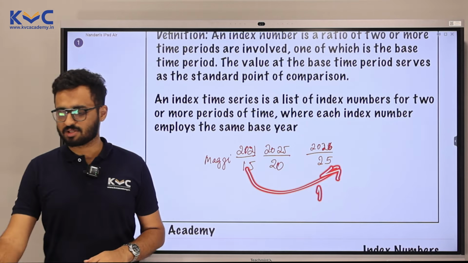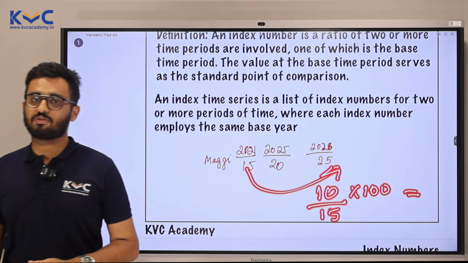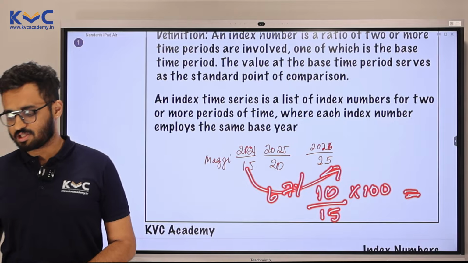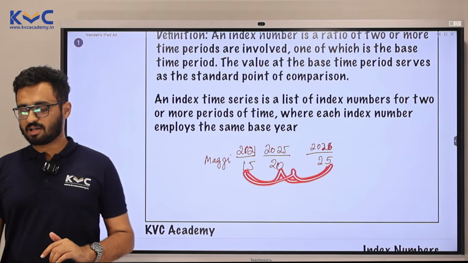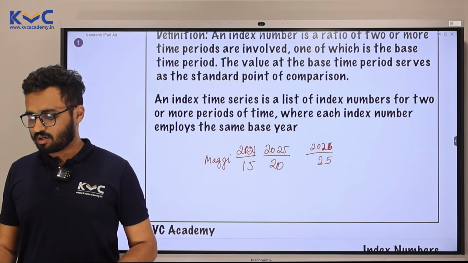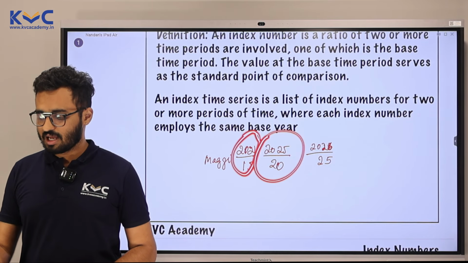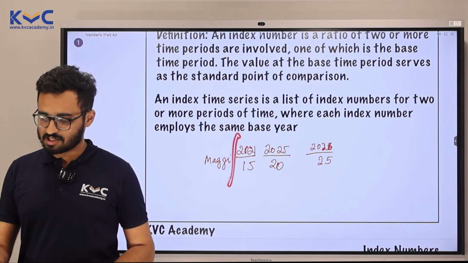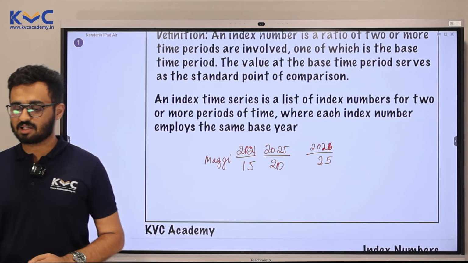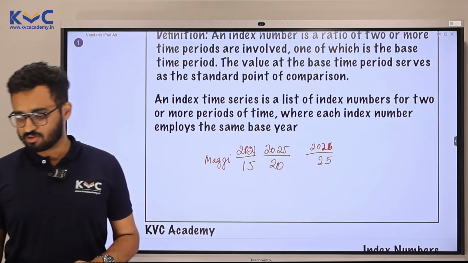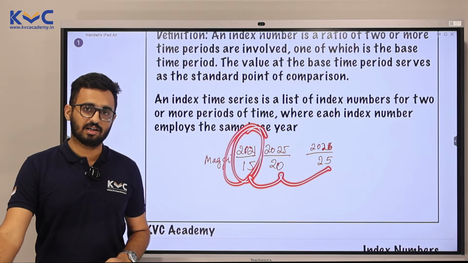Directly 15 to 25, there was a 10 rupee increase, divided by 15 into 100, right? So 10 divided by 15, you would say 67% or 66.66% increase, right? So my question here was, from 2021, what is the increase to 2026, right? That means I am keeping this as the base period, correct? I am taking this as the base period. That is what we discussed here. The value at the base time period serves as the standard point of comparison. So I am taking this as the base and then I am calculating.